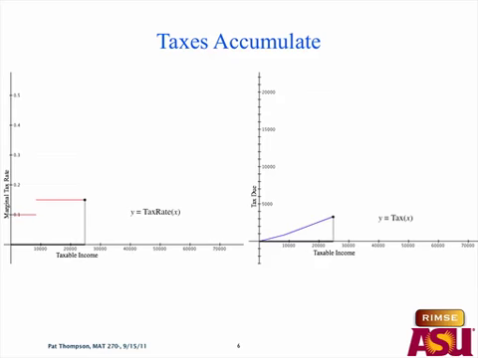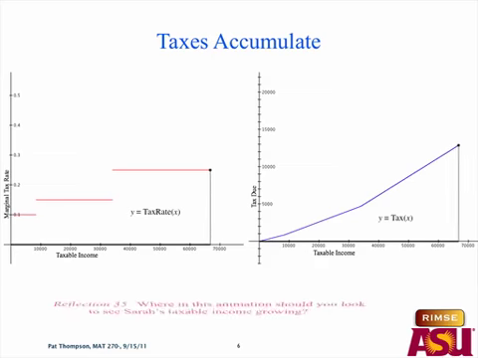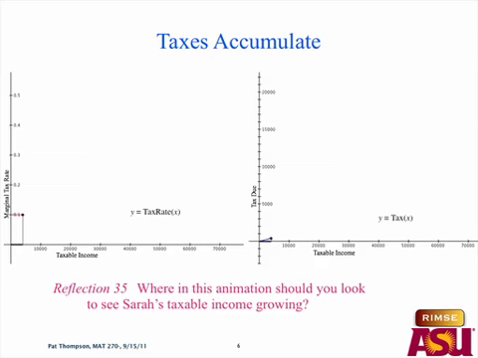So I have a series. What I'm showing you here is the tax rate function, and this is the tax function. To get oriented to these graphs, I've got a series of questions, and the first is: where in this animation should you look to see Sarah's taxable income growing?